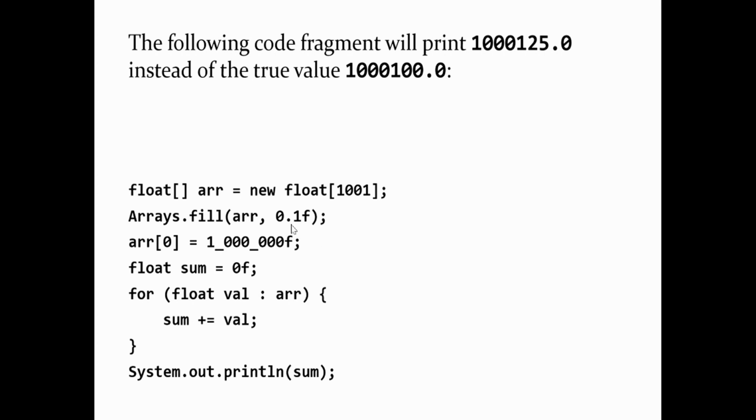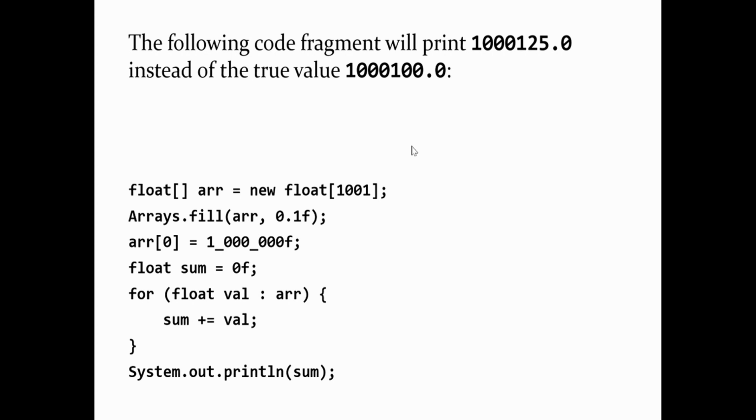And then I'm going to insert the value 1 million at the front. So I've got 1 million, and then I've got 1,000 0.1s. And then I'm going to compute the result. I've got 1,000 0.1s, so that's 100 when I add them together. If I add that to 1 million, I should get 1,100,000.